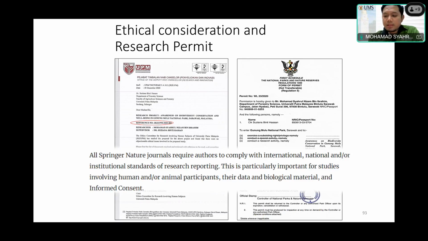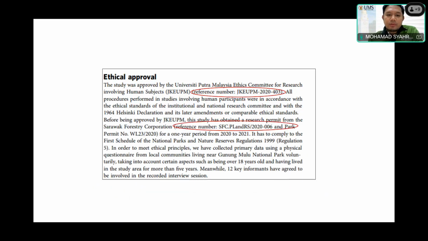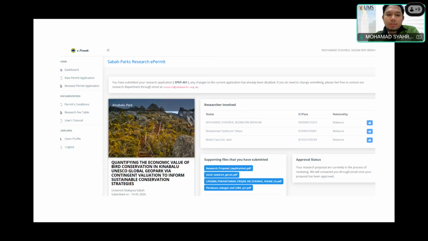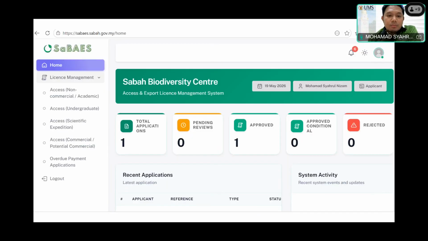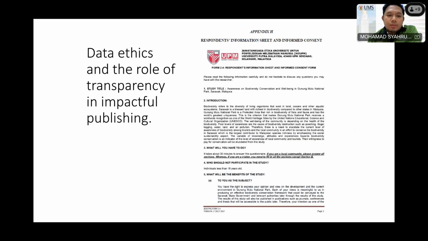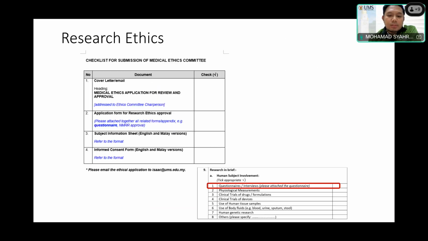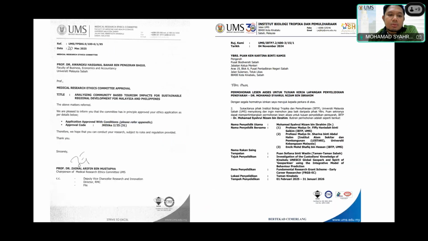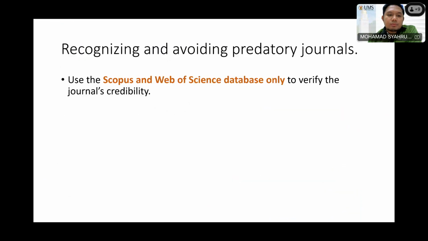If I'm concerned about something like that, you have to include it in your paper. This is the Sabah one, because I did my PhD in Sarawak, and at the moment I'm in Sabah. I know you're quite familiar with this. Okay, the research ethics for the medical one, this kind of thing.